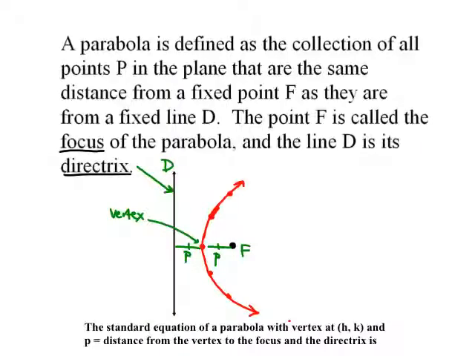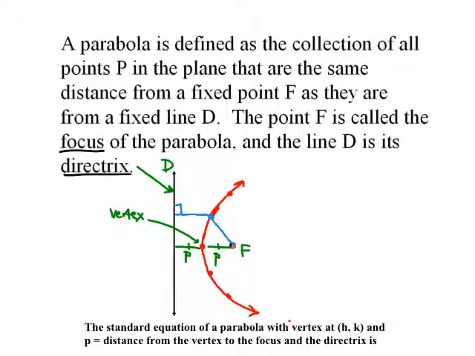All right, so this is your definition of a parabola. It's the first time you've probably seen this definition. It's defined as the collection of all points P in the plane that are the same distance from some fixed point F, which we call the focus point, as they are from some fixed line D, which we call the directrix. So just for instance, if I look at this distance, this point on the parabola is this distance from F as it is this distance from a line.